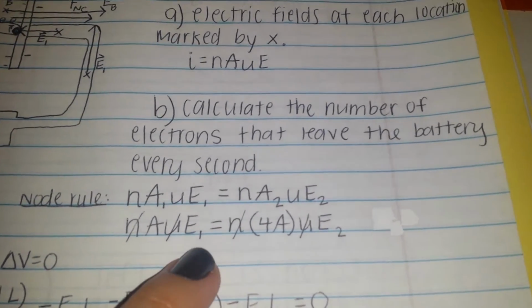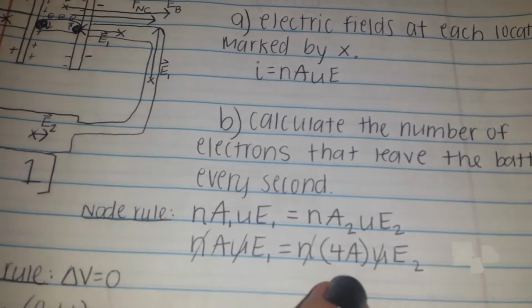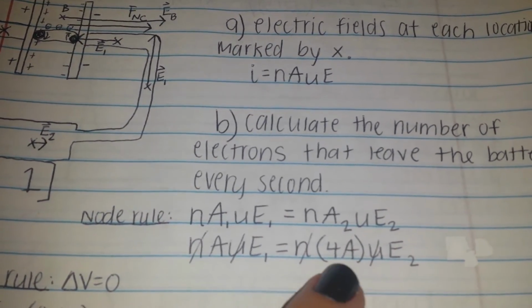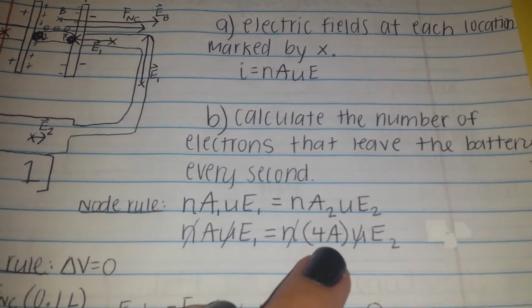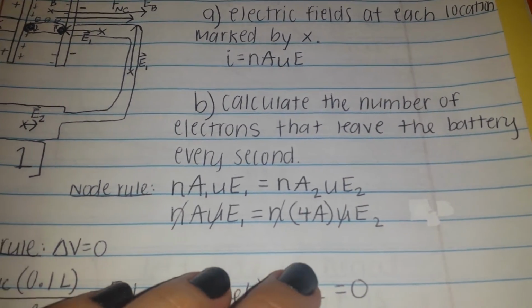B says calculate the number of electrons that leave the battery every second. So we use the node rule, and we know that the second electric field has the 4A area, and N and u can be canceled out because they're the same.